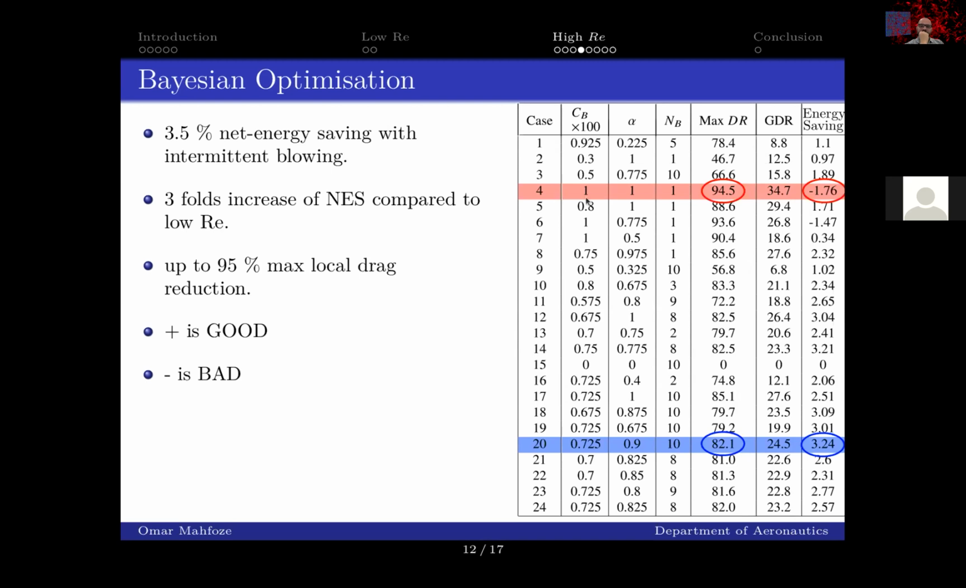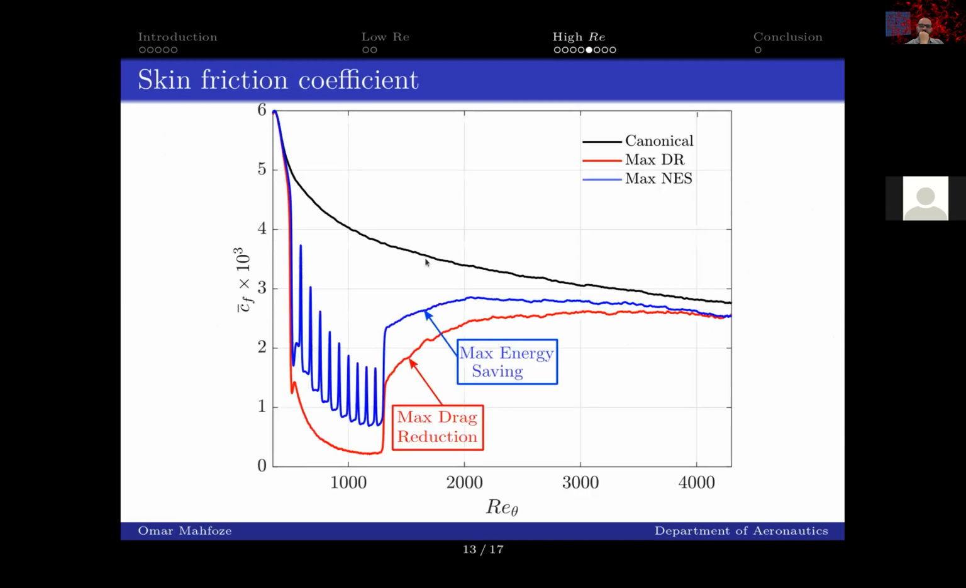So looking at the skin friction of these 2 cases, very interesting. The red one, the one with the maximum drag reduction, we have significant drag reduction here, up to 95% drag reduction at this point. And when the skin friction tries to recover, it doesn't recover to the canonical value. We still have this significant drag reduction downstream.